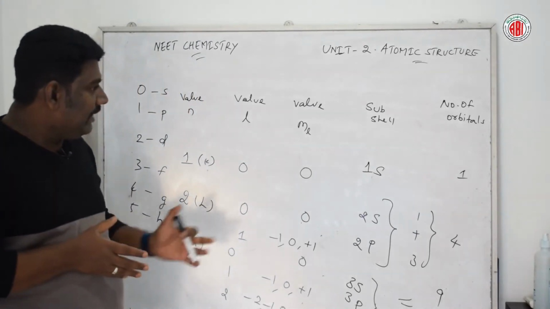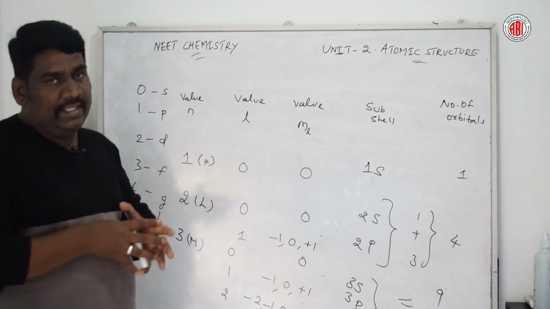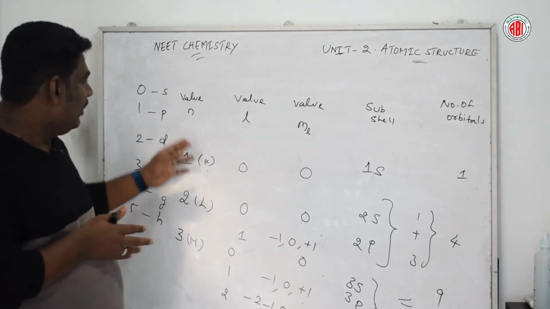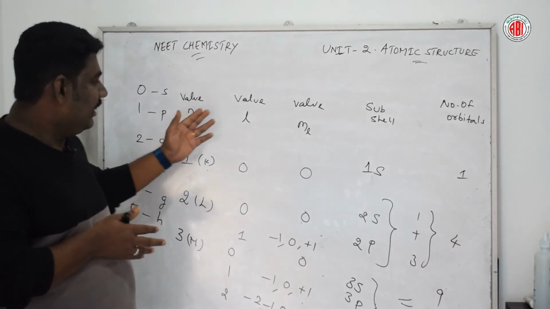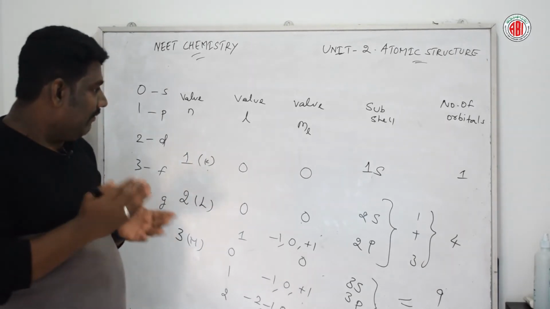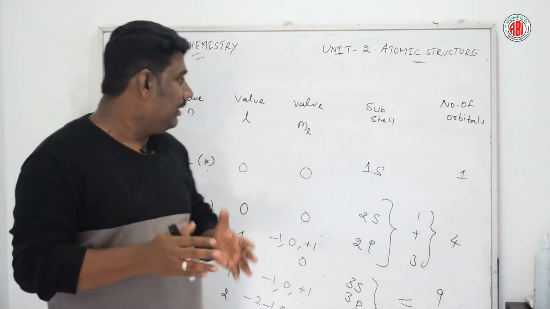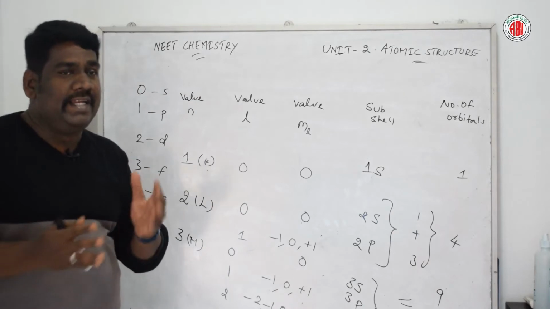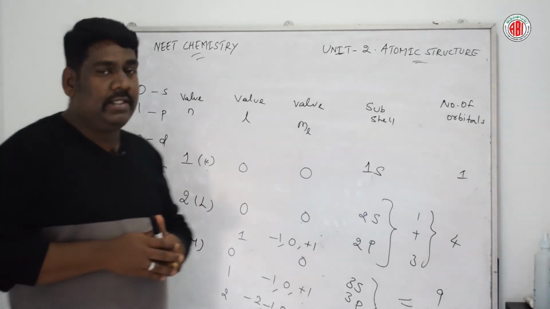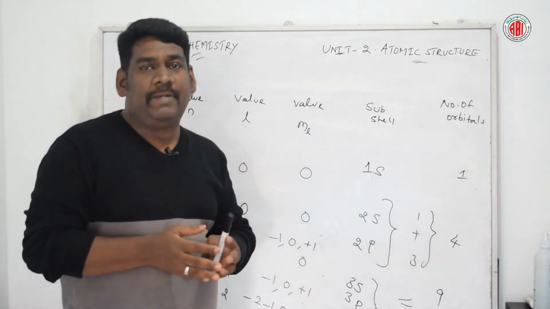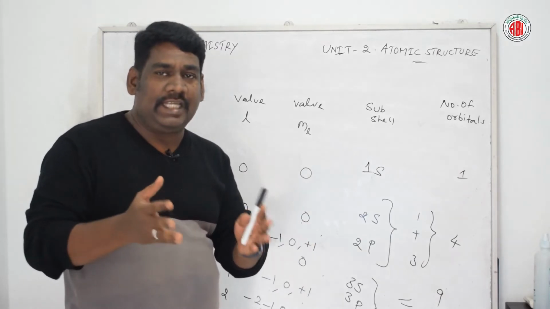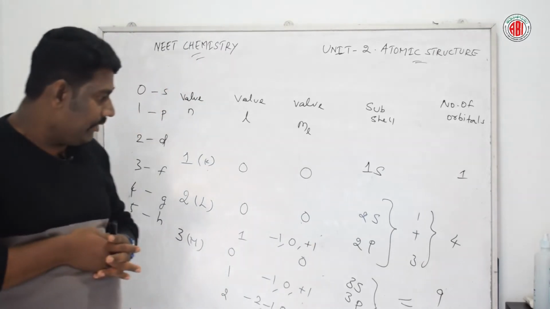So in this way we can have the link between the value of n, the principal quantum number, the value of l, the azimuthal quantum number, and the value of ml, the magnetic quantum number. In this way we can explain the permitted combinations of n, l and ml values.